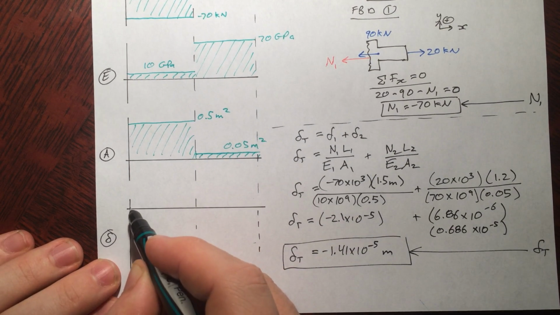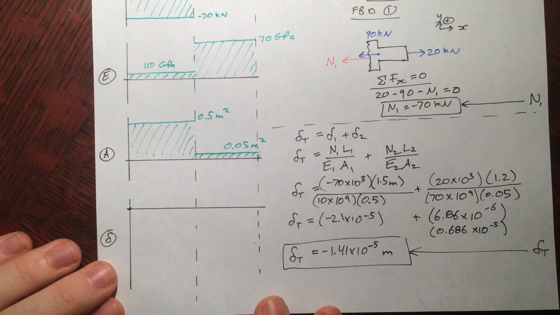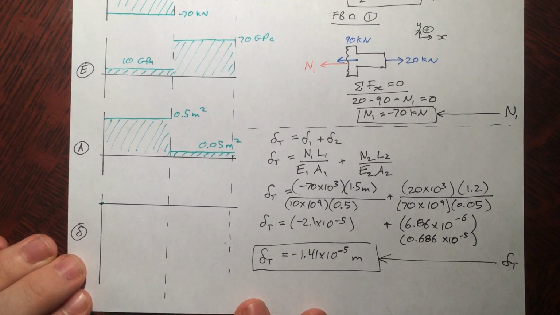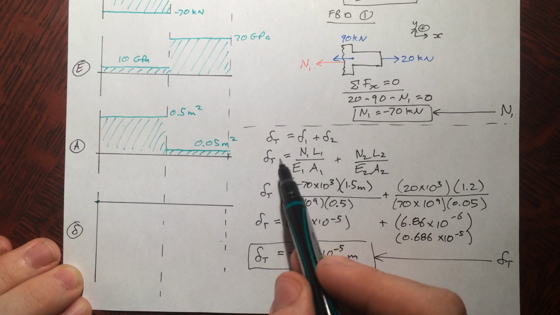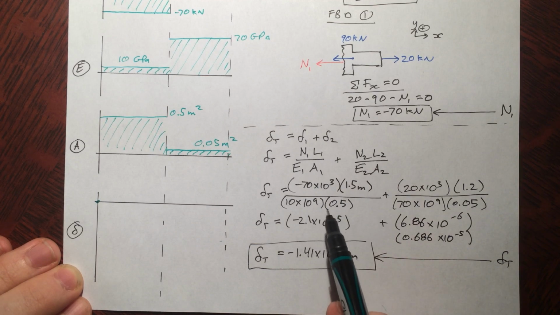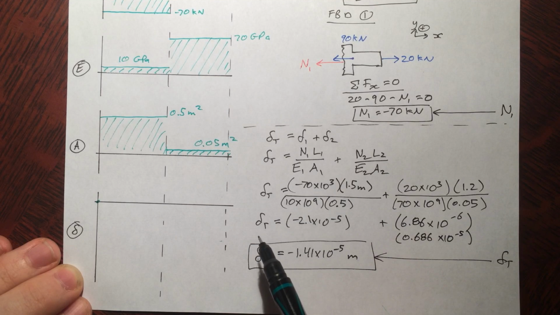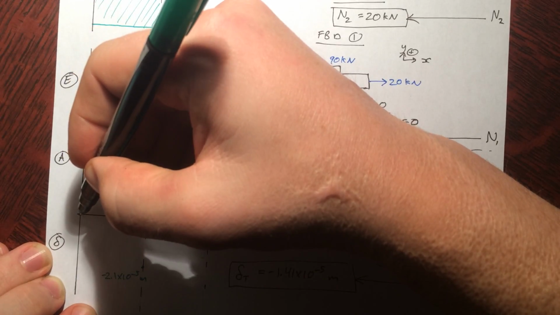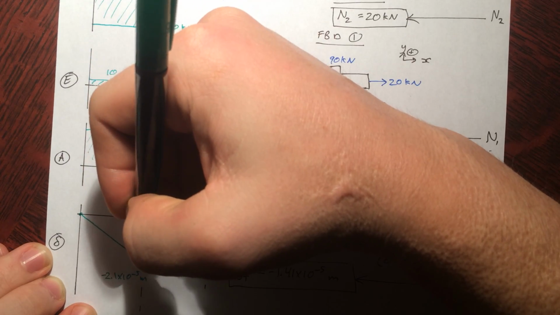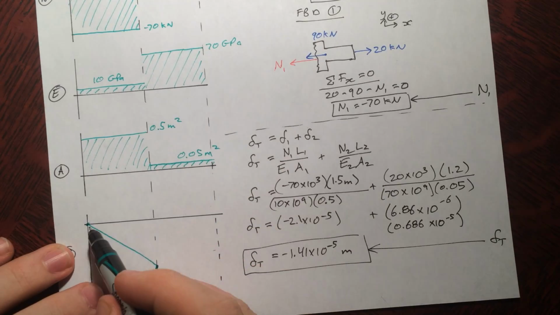At the origin, of course, nothing happens because it's fixed to the wall, so it's not moving. The delta at 1 is just this, negative 2.1 times 10 to the minus 5 meters. It goes like this, increasing in a linear fashion.